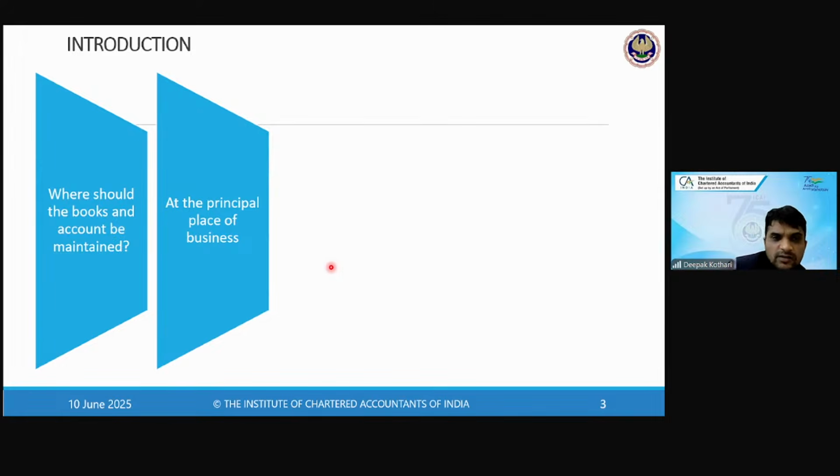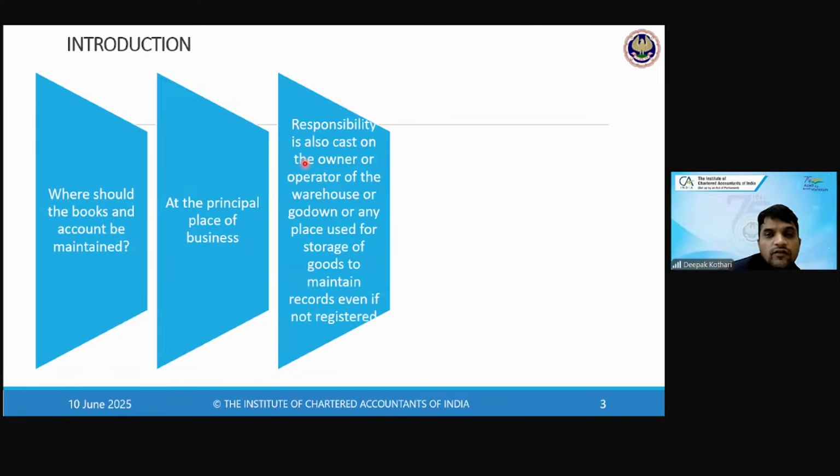Okay. So we understood the primary place of business, and other places will be called additional places of business. Wherever the person has the principal place of business, there all the books have to be maintained. And apart from this, this is very important: a responsibility is also cast on the owner or the operator of the warehouse or godowns or any other place used for storage of goods to maintain records, even if not registered.